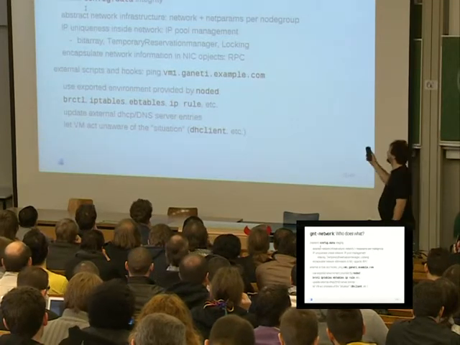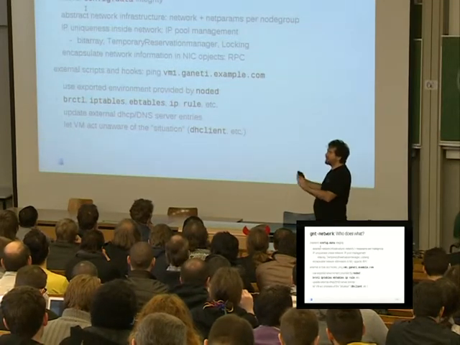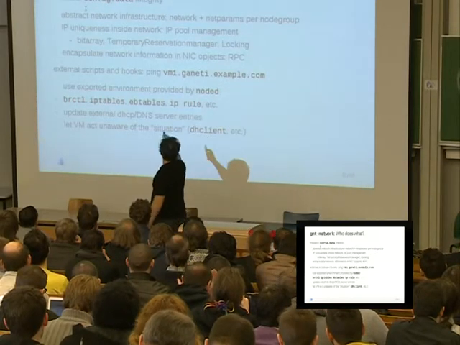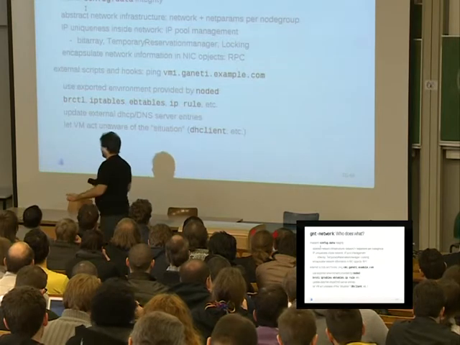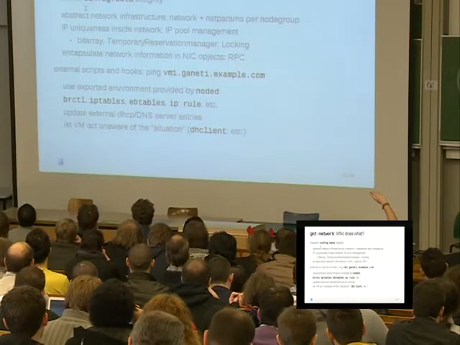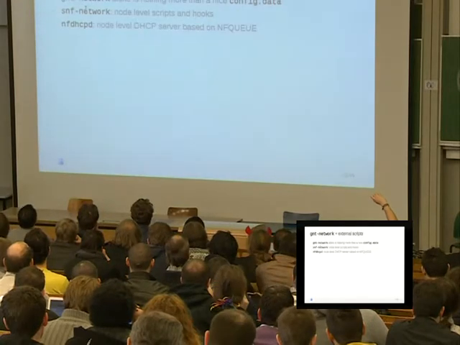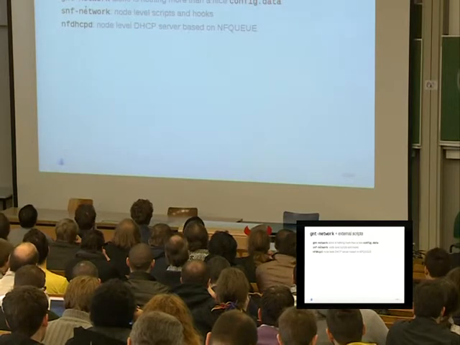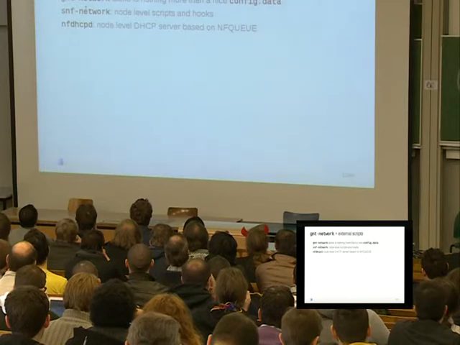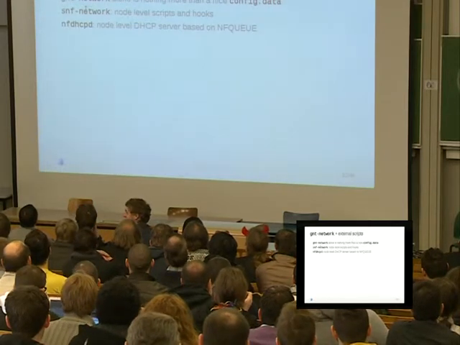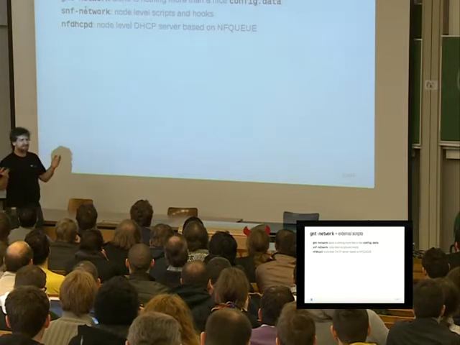Instead, if you need to actually make these machines behave differently depending on the network, you still need to use hooks and other tools. And the GRNet people have also written some of these tools, which I'm going to go through now. So there are these external scripts that they provide, which are SNF network and NFDHCPD. How about a better name for that? I don't know. GNT-DHCP, I don't know. Anyway.